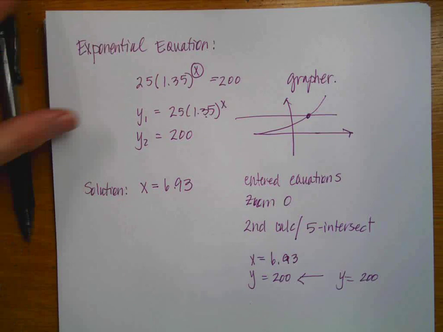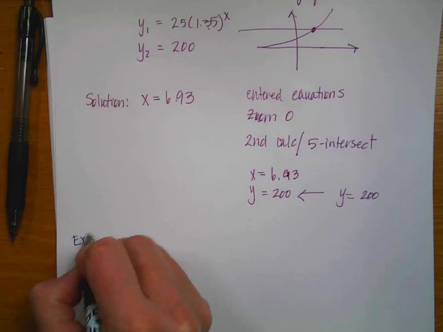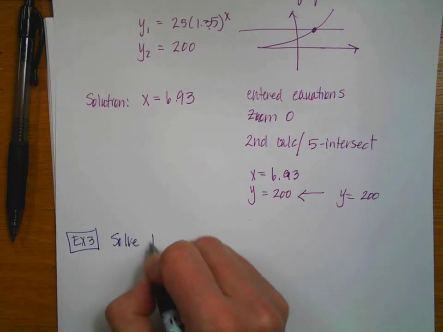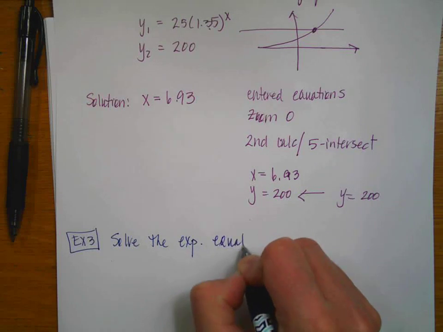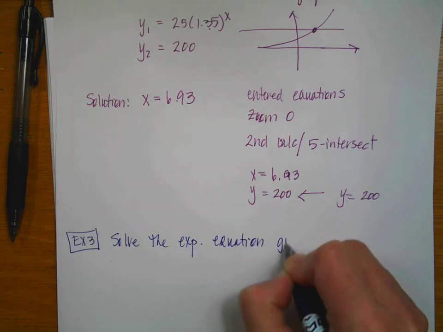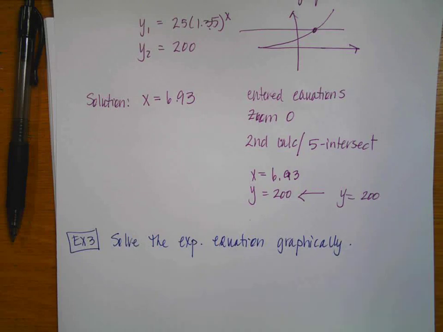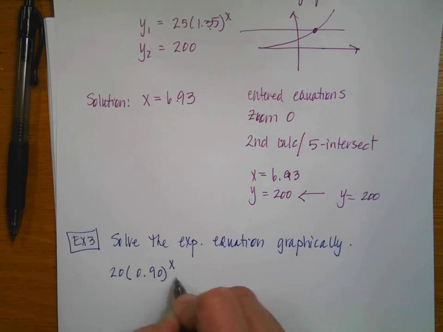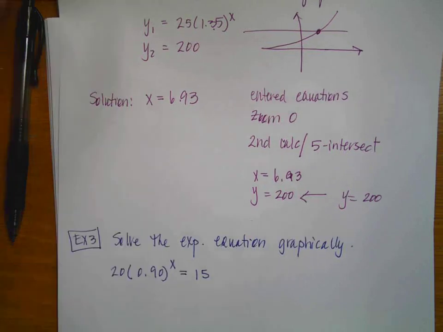Alrighty, I'll do one more of these for today, and then we'll be done. So this is going to be example number 3, and I want to solve the exponential equation, and I want to solve it graphically. Yay, graphers. So in this case, we're going to be given 20 times 0.90 raised to the x is equal to 15.